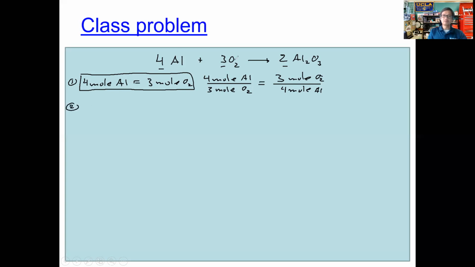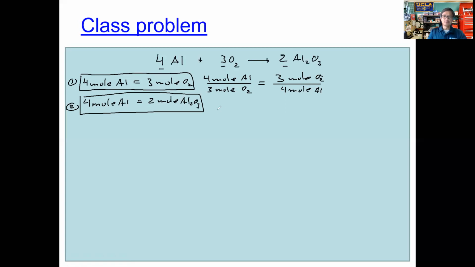Let's continue identifying the mole ratios. We have aluminum and oxygen. Now let's do aluminum and aluminum oxide. For every 4 moles of aluminum, that's exactly equal to 2 moles of aluminum oxide. Again, these numbers are taken directly from the balanced equation, and from this equality we can write 2 more mole ratios.